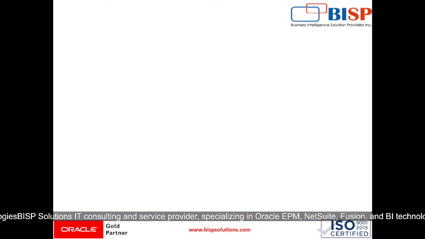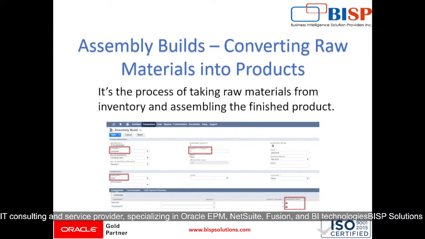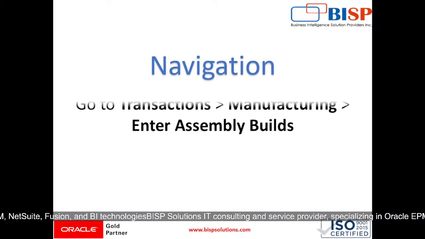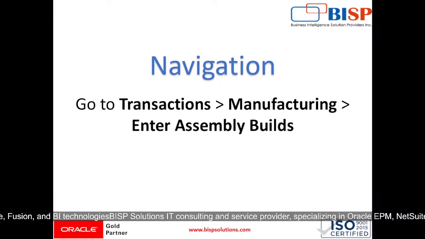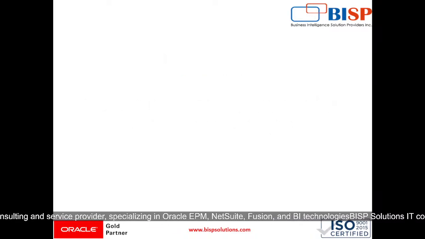Then comes our assembly build. Let's take an example. Once the work order is approved, the assembly team takes the components listed in the BOM and assembles them into finished smartwatches. For that, they have to follow the navigation: go to transactions. Under transactions, they will find manufacturing. Under manufacturing, enter assembly builds are there, so they can make assembly builds from there also. All manually will be done.